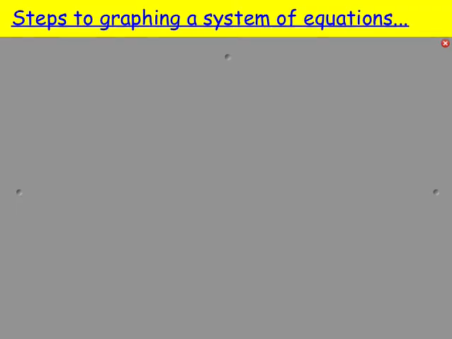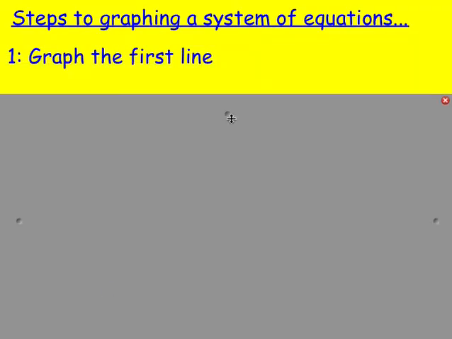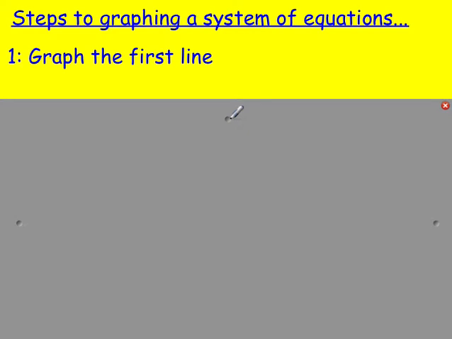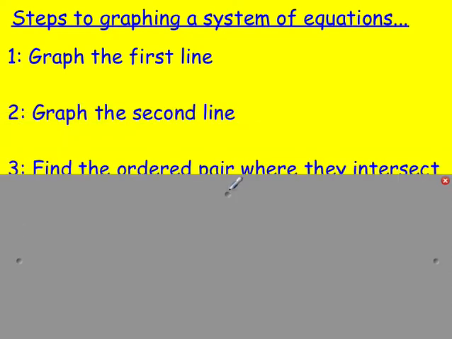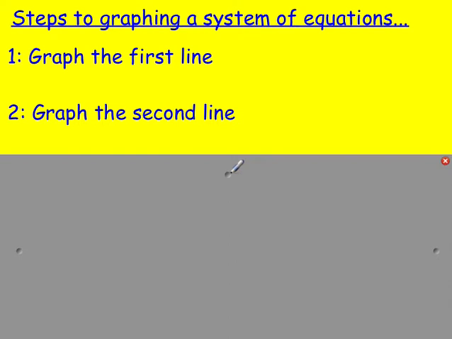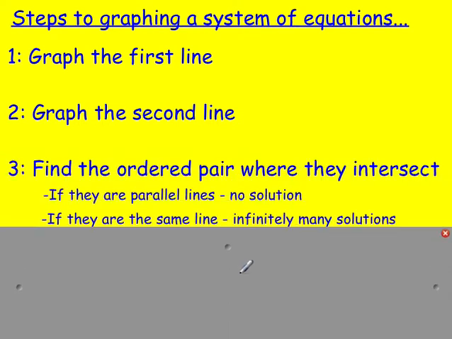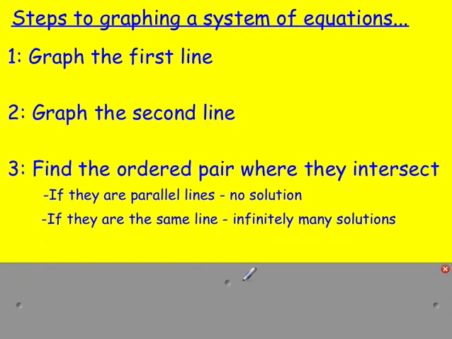Our first step when we're graphing lines is just to graph the first line. Well, that's pretty straightforward. If it's not in slope-intercept form, solve for y and then graph it. Next, graph the second line. Same thing. If it's not solved for y, solve for y so you can graph it. Thirdly, find the ordered pair where they intersect. If they are parallel lines, that means there's no solution. If they are the same lines, that means there's infinitely many solutions, or as I like to say, IMS. Okay? Again, pause the video if you need more time.